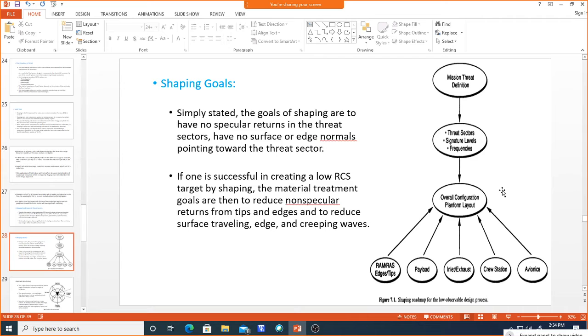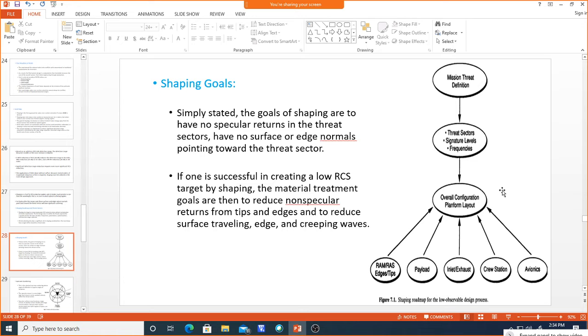After the designing process, or after identifying what all the things we need to concentrate on, we have to use either the shaping method or the radar absorbing method in order to reduce the radar cross section. Okay, so now what are the goals? Simply stated, the goals of shaping are to have no specular returns.